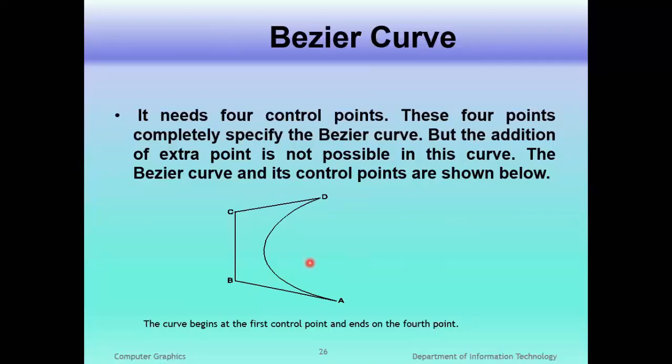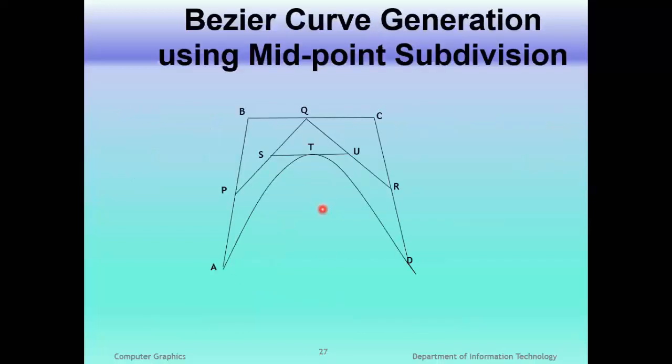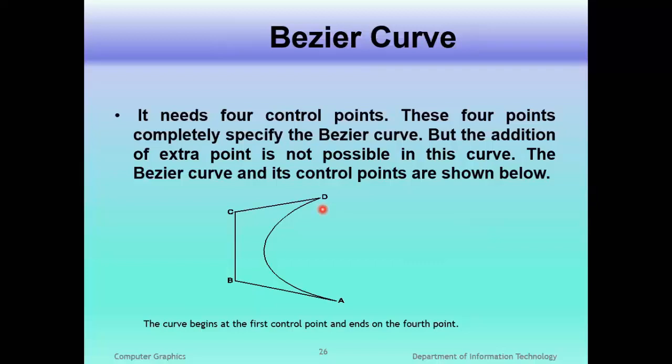This figure shows a sample Bezier curve. The curve begins at the first sample point, here A, and ends at the fourth sample point, here D. If we need another Bezier curve, then we need another 4 sample points. But if we need 2 Bezier curves connected to each other, then with 6 sample points we can achieve it. For this, the third and fourth points of the first curve should be made the same as the first and second points of the second curve.